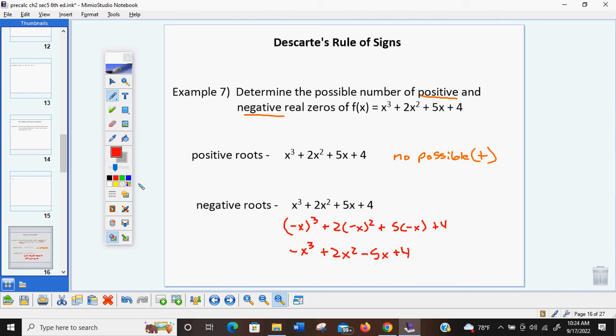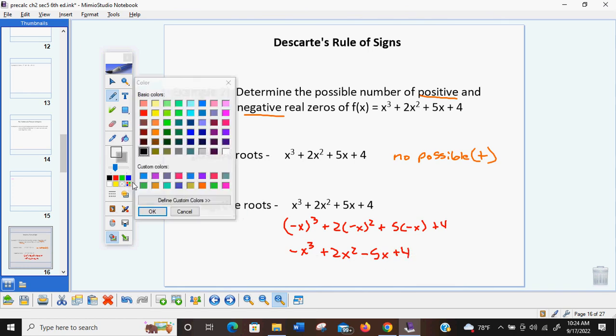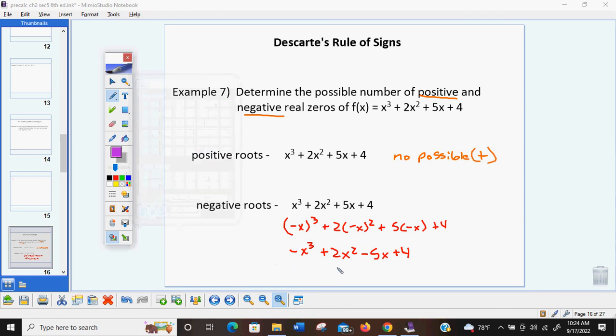Now what we're looking for is how many times it changes signs. So I go from negative to positive here, that's 1. Positive to negative here, that's 2. Negative to positive there. So I have 3 times that it changes signs. Now these always come in pairs. So what I'm going to write over here is I could have 3 or 1 negative roots.